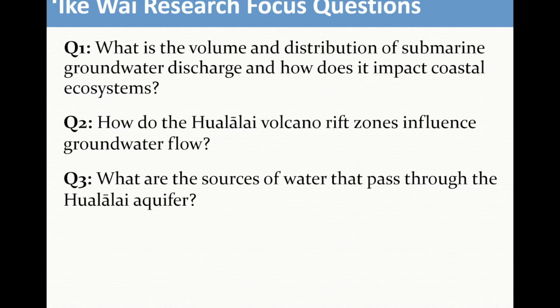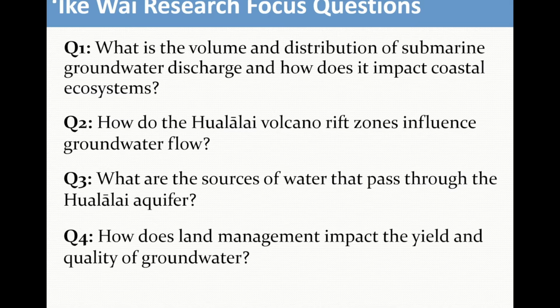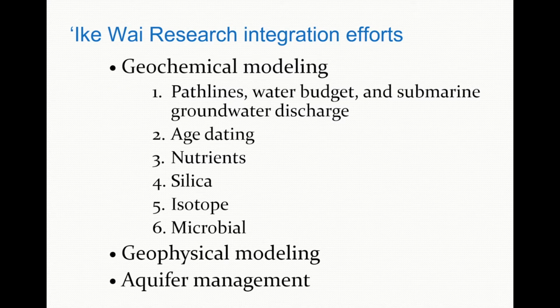Then what is the source of water? So basically study the amount and the flow path for water as it goes to the ocean. Then finally how these flows affect the water quality and the yield of aquifers. So just for managing the resources. So we'll integrate our numerical models with geochemical modeling, such as flow path lines, water budget, and submarine groundwater discharge.